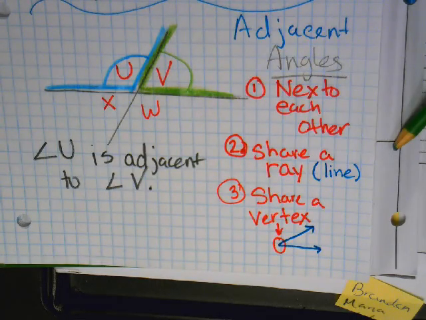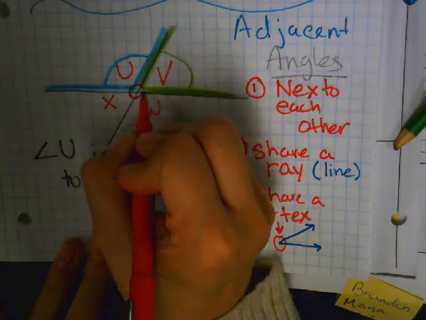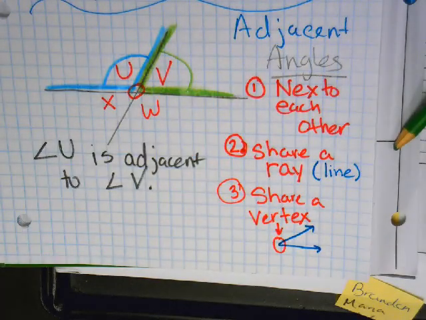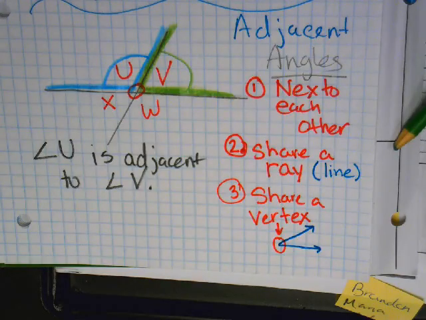That means that they are next to. That's a good sign. Do they share a vertex? Yes. Where is my vertex? Right there. That is my vertex. So, did they share a line? Yes. Did they share a vertex? Yes.